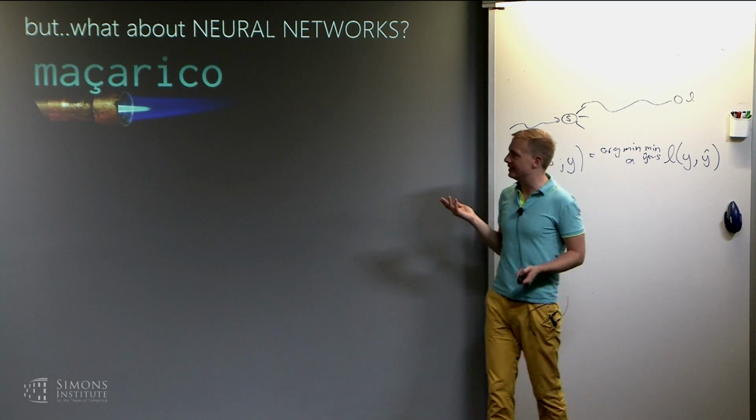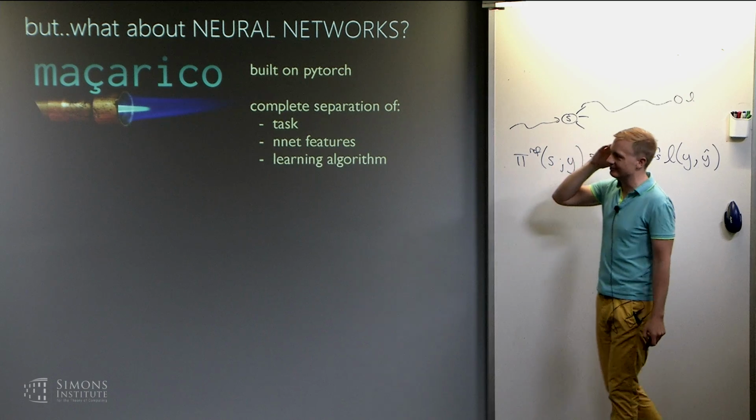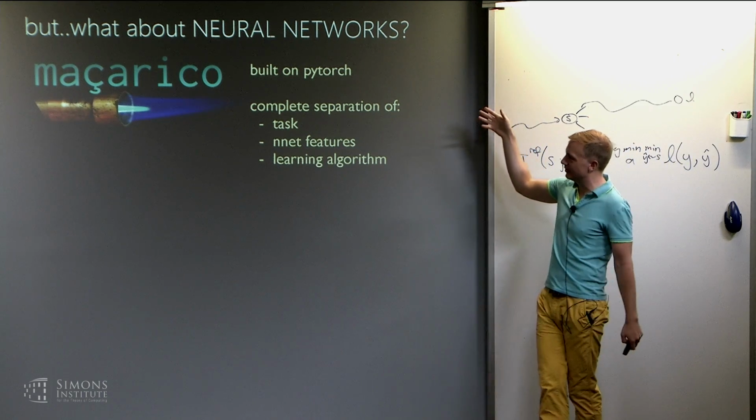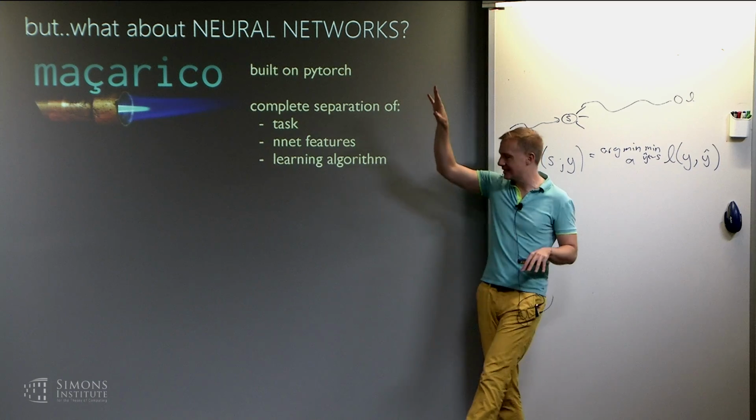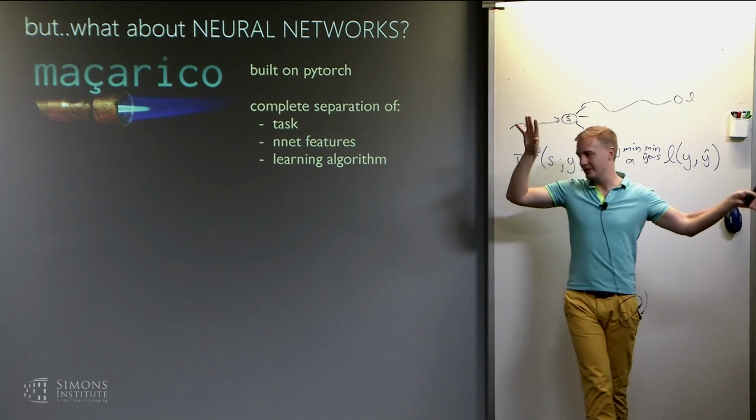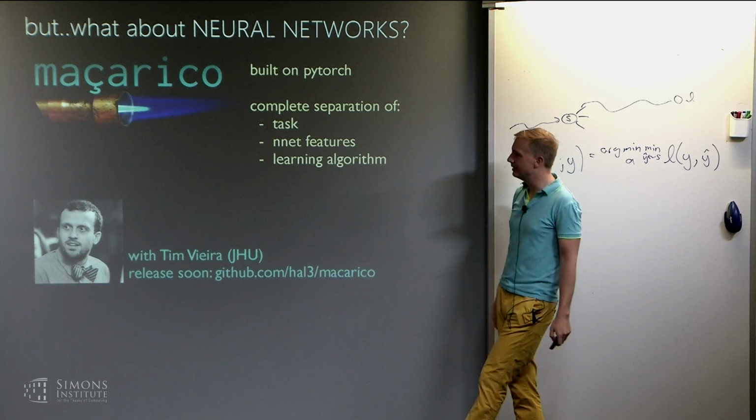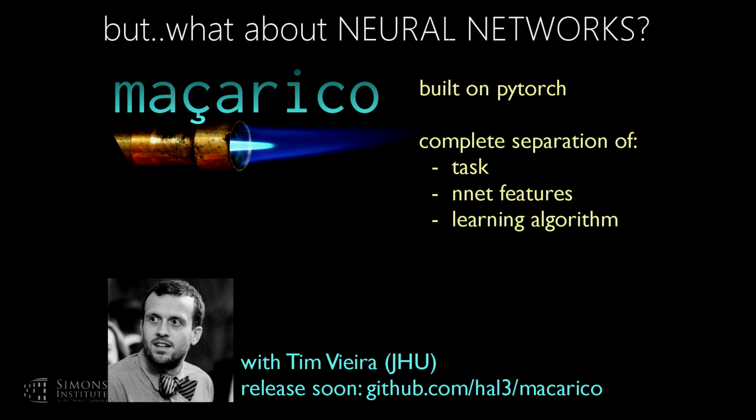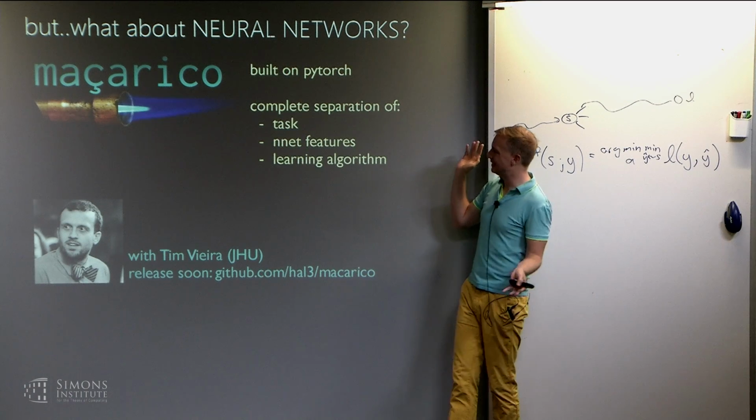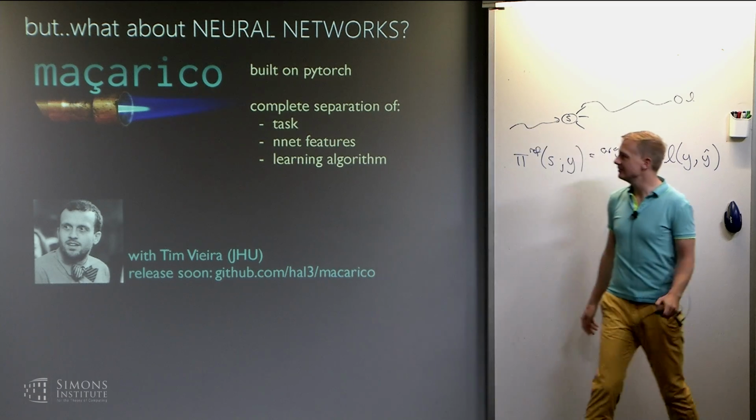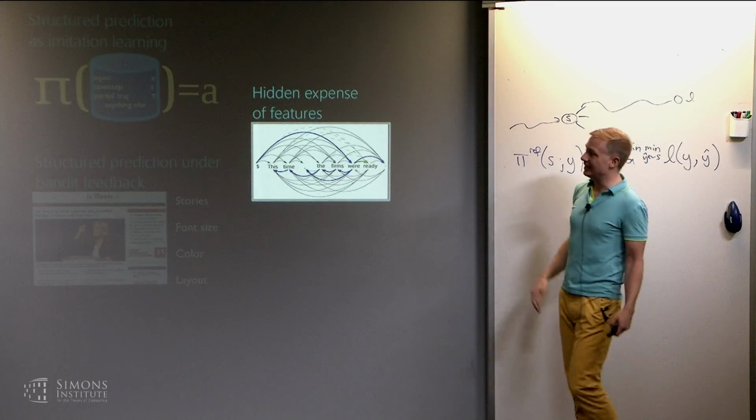If you want to play around with it, we built this thing called Macarico, which is built on top of PyTorch. It completely separates tasks like part of speech tagging from the neural network features you want to implement, and from the learning algorithm like DAgger or maximum likelihood or REINFORCE. This is with Tim, who's at Hopkins. It's not actually out yet, but it'll be out soon. So if you don't want to worry about tasks and neural net features, but you have some new imitation learning algorithm you want to try out on a battery of NLP problems, this should make your life very easy. All right, so that was the first part.